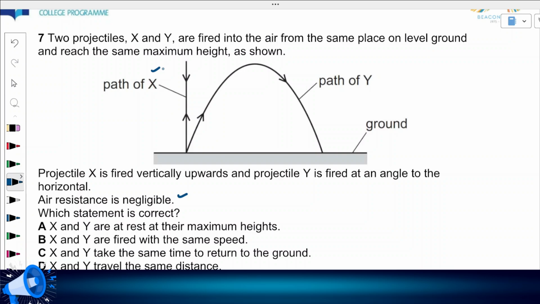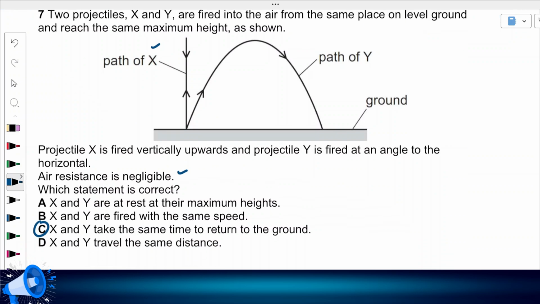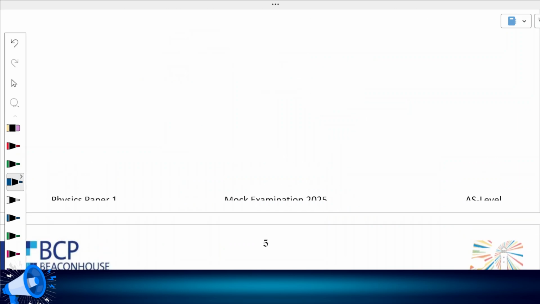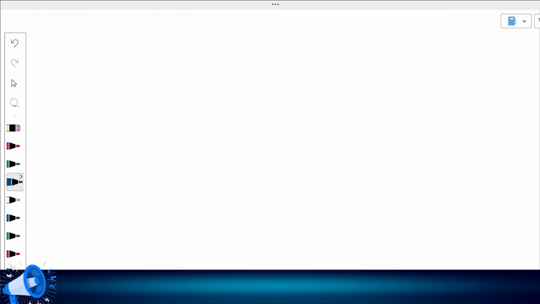The thing that is going to be the same for both of them is the time to return to the ground. You know it for a fact. We can prove it mathematically also, but you don't have to. In paper 1, you cannot be wasting that much time. So they'll be taking the same time to return to the ground, because in projectile motion, the quantity that relates horizontal as well as vertical motion is time. Time is the same for the horizontal motion as well as the vertical motion.